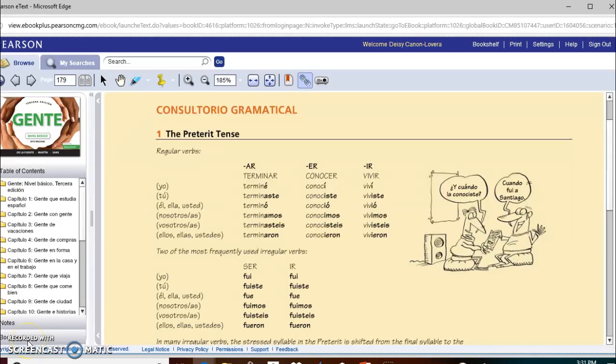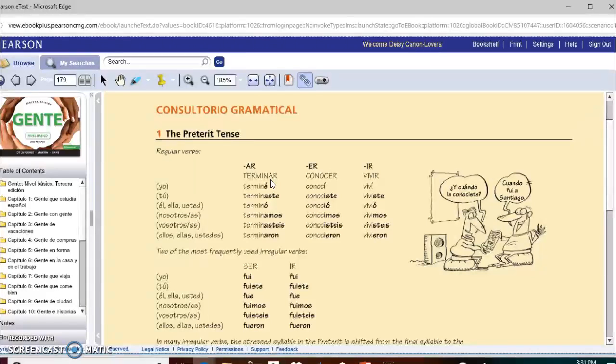A todos, en el video anterior vimos sobre los verbos regulares en el tiempo pretérito que siguen unas formas de conjugación según terminen en ar, er o ir. So it's like you follow the pattern and you will conjugate the regular verbs. That's an easy way to conjugate verbs in Spanish.